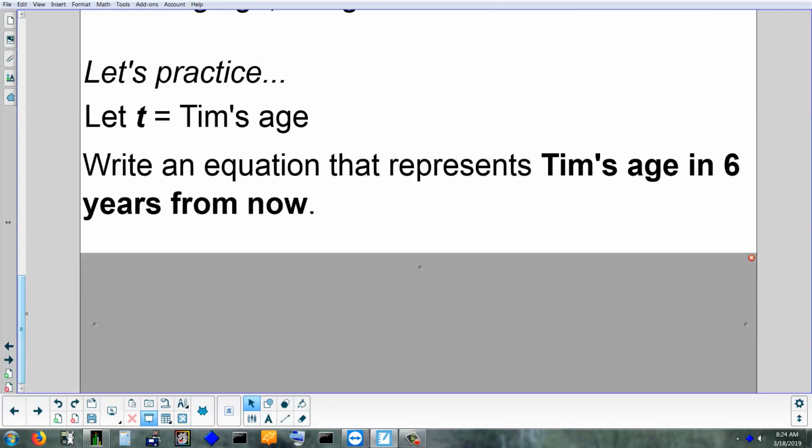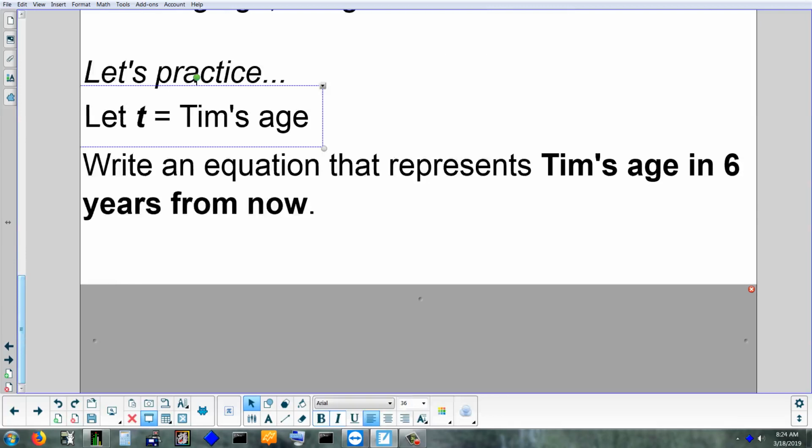Depends. All right? So this is a problem that's asking you to write down an expression about someone's age in the future. 6 years from now. So it says, let t equal Tim's age. t, perfect variable because we're dealing with Tim. Write an equation that represents Tim's age 6 years from now. So right now, Tim is t years old.